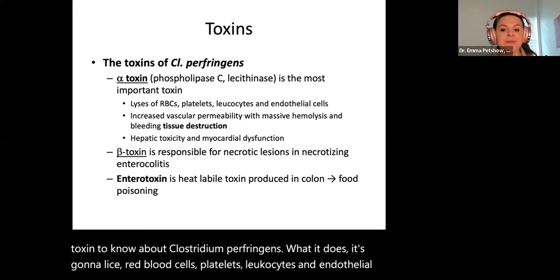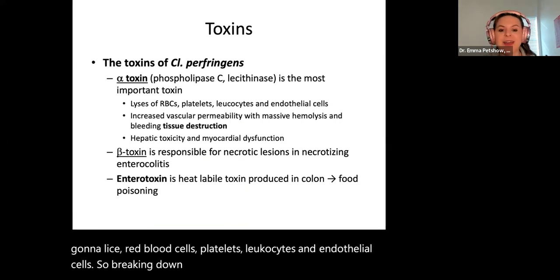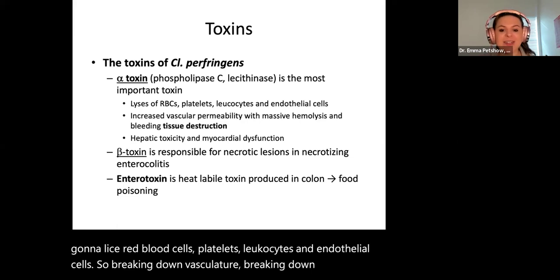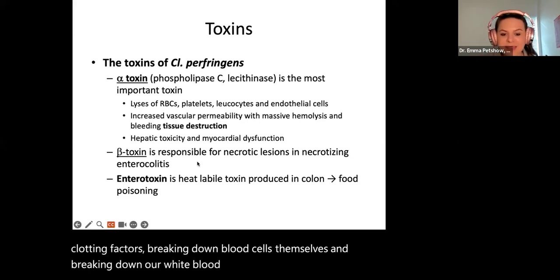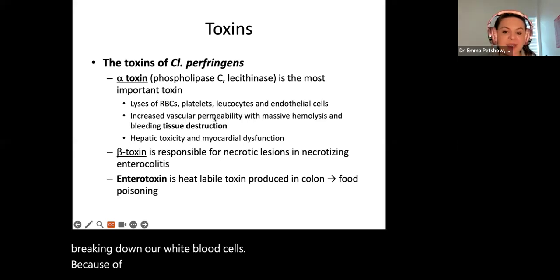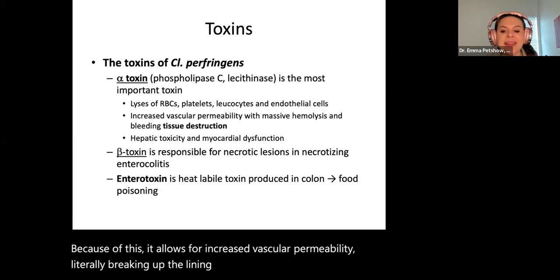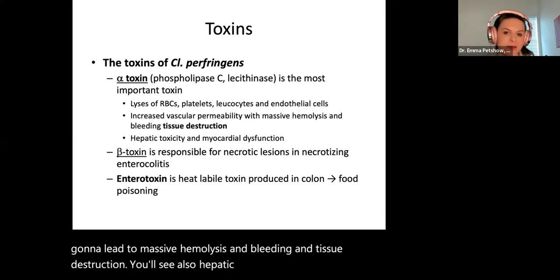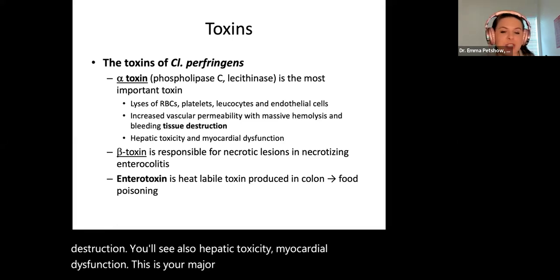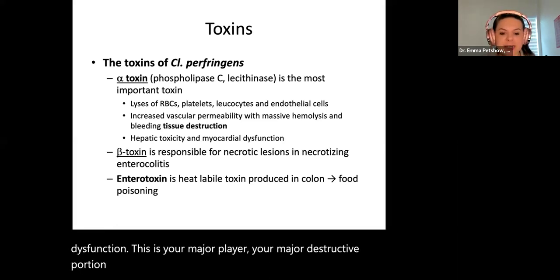So breaking down vasculature, breaking down platelets, clotting factors, breaking down blood cells themselves, and breaking down our white blood cells. Because of this, it allows for increased vascular permeability, literally breaking up the lining of our blood vessels. And that's going to lead to massive hemolysis and bleeding and tissue destruction. You'll see also hepatic toxicity, myocardial dysfunction. This is your major player, your major destructive portion of Clostridium perfringens.